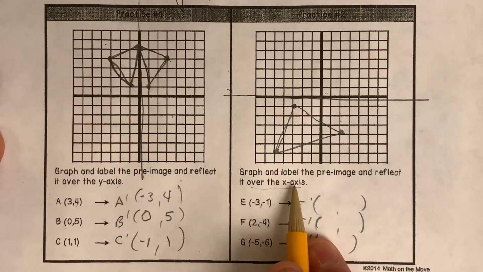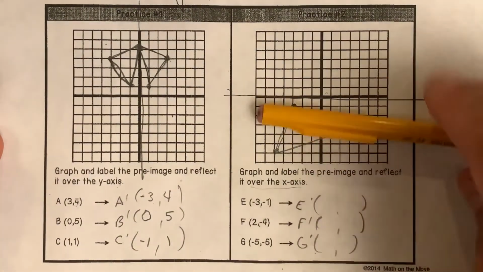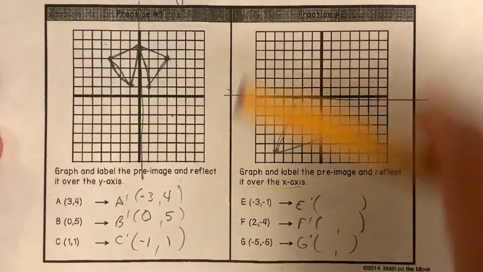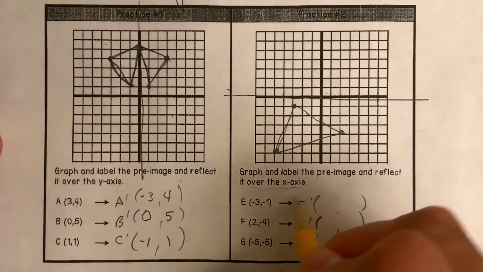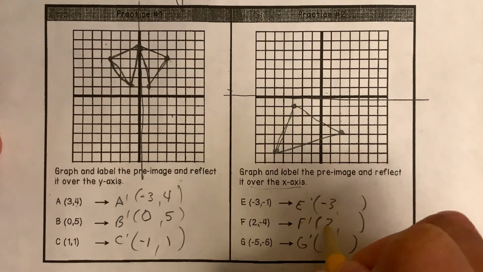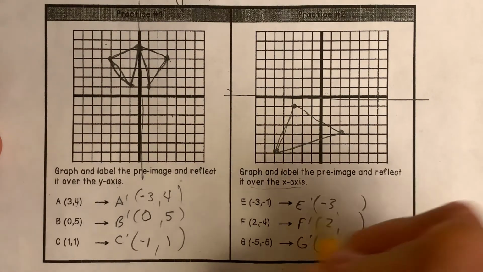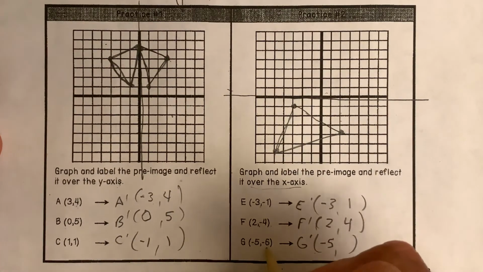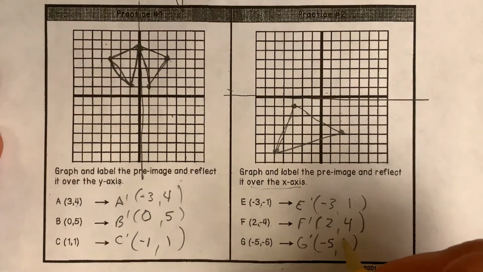It's going to go over the x-axis, which means it's going to flip kind of like this. It's going to kind of flip up here like this. So let's see how it's going to look. X-axis means the y's times -1, so the x's stay the same. And the y is going to be 1. -4 times -1 is 4. -6 times -1 is 6.